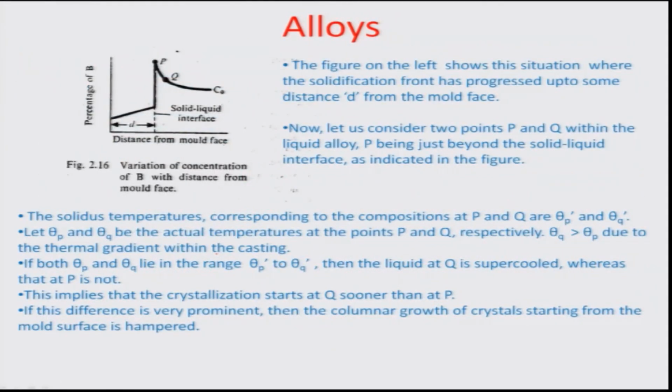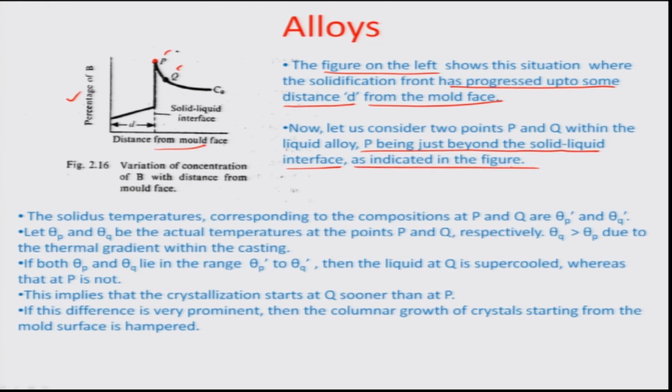And because of that, if you look at how the percentage of B is varying as a function of distance from the mold, the figure on the left shows this situation where the solidification front has progressed up to some distance d, for example, from the mold face. So, now let us consider 2 points P and Q within the liquid alloy, P being just beyond the solid liquid interface, where solidification has happened as indicated in the figure, and the solidus temperatures corresponding to the composition at P and Q are respectively theta dash P and theta dash Q.